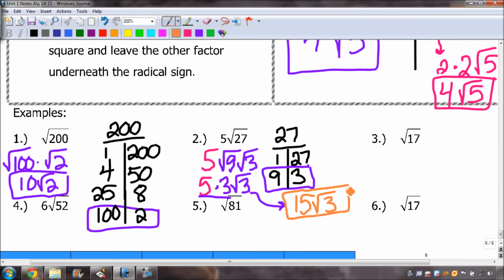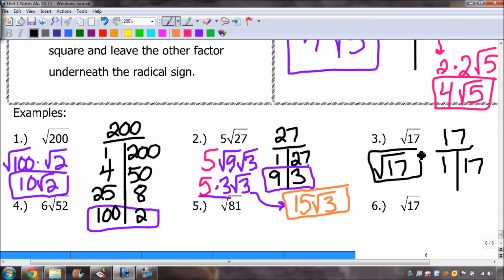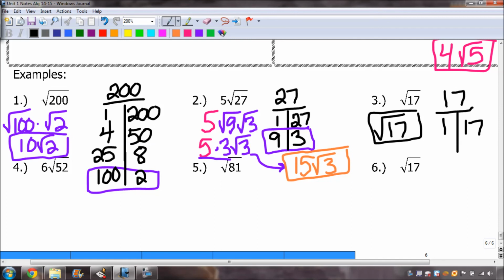Okay? All right, and number 3, I want to look at perfect squares that I can divide 17 by. Now 17 is prime, so I can't divide it by anything other than 1. Dividing it by 1 really doesn't do anything for me, so my final answer is just radical 17. I can't do anything else with it. Okay? All right, number 4. I want you to try number 4 on your own. Please press pause and then come back to me when you are all set to go.